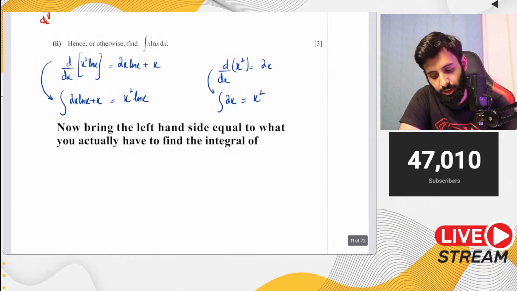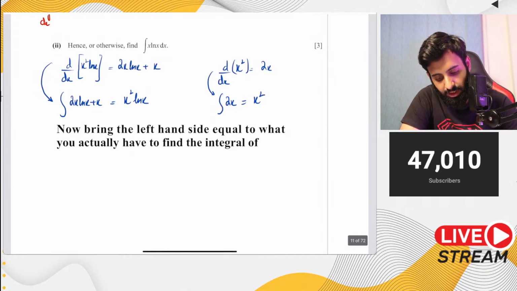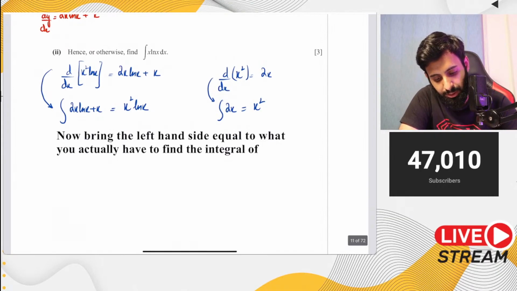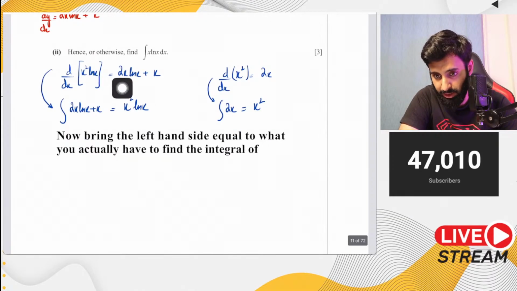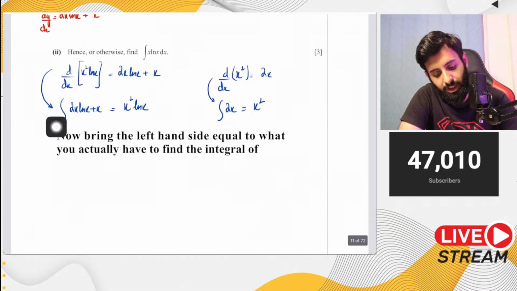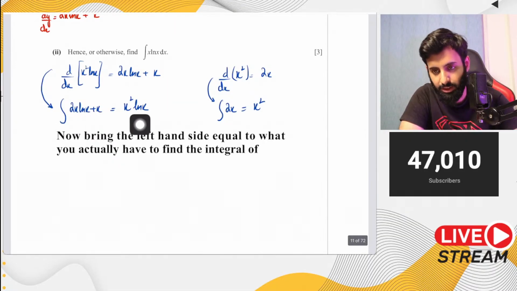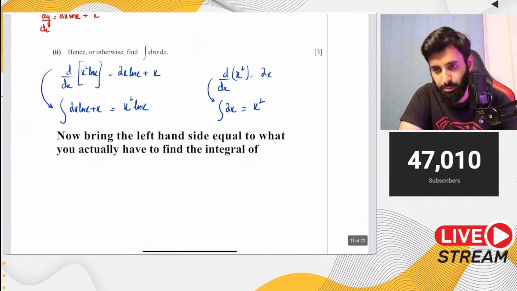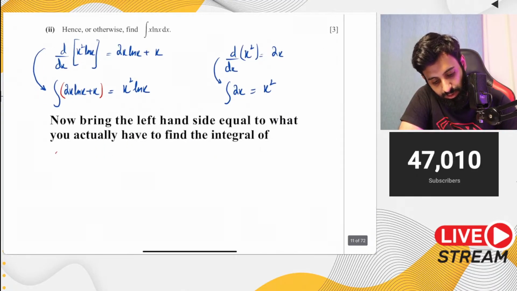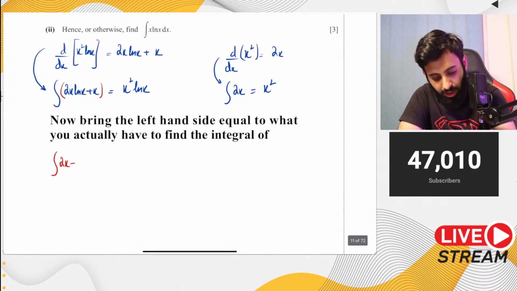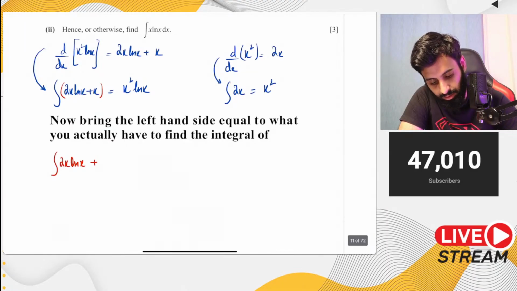So far I've only differentiated, and using differentiation I've been able to conclude that if I differentiate x square ln x, I end up with 2x ln x plus x, which means that if I integrate 2x ln x plus x, I end up with x square ln x. And don't forget to make a bracket over here. All right, now step by step I will bring the left hand side equal to x ln x. So 2x ln x plus the integral of x. So what I've done over here is I've separated it.